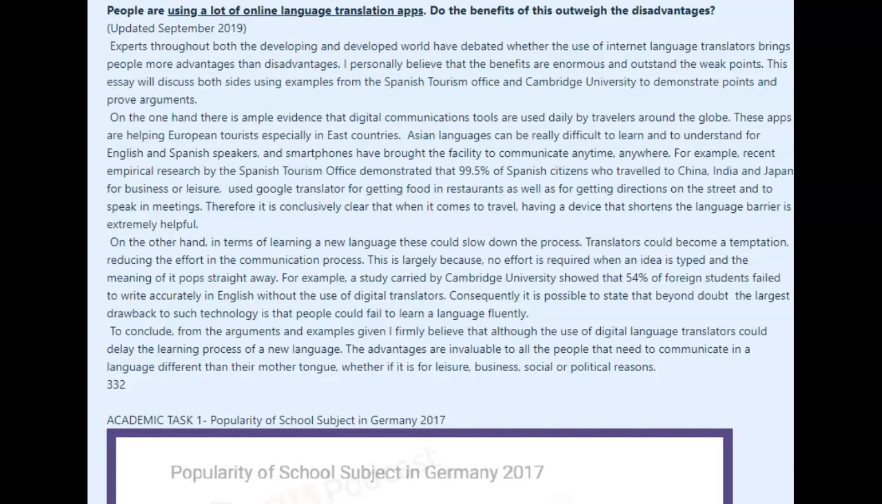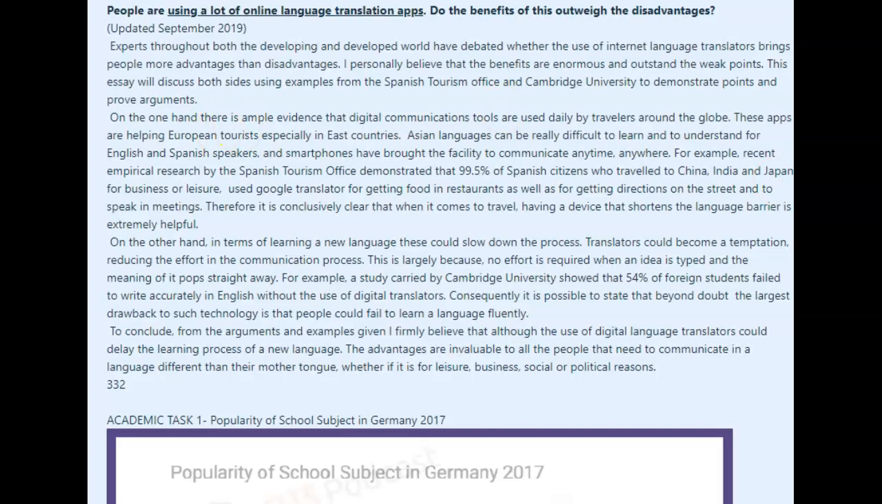Here's what you wrote. Experts throughout both the developing world have debated whether the use of internet language translators brings people more advantages and disadvantages. I personally believe that the benefits are enormous and outstand the weak points. This essay will discuss both sides, using examples from the Spanish Tourism Office and Cambridge University to demonstrate points and prove arguments. Okay, this is fine. They have asked you if the benefits outweigh the disadvantages, so you must obviously describe both the disadvantages and the advantages. So what you wrote here is fine. No problems. Okay, let's move on.